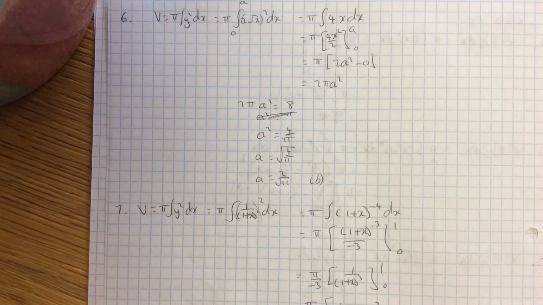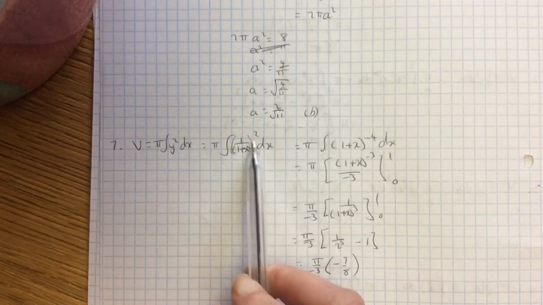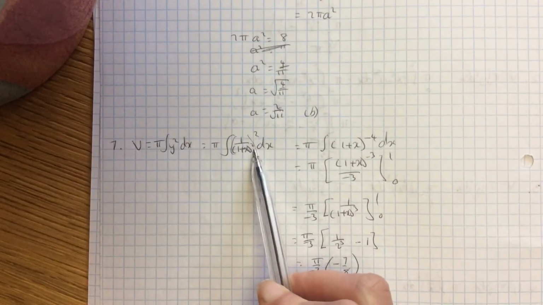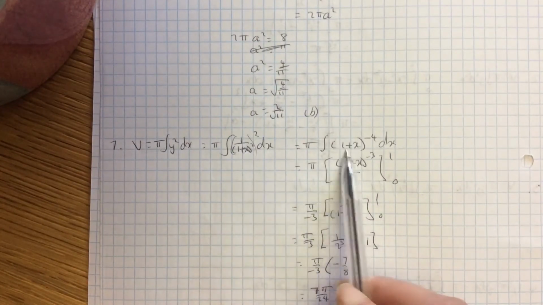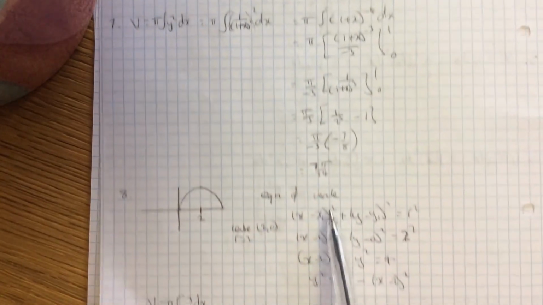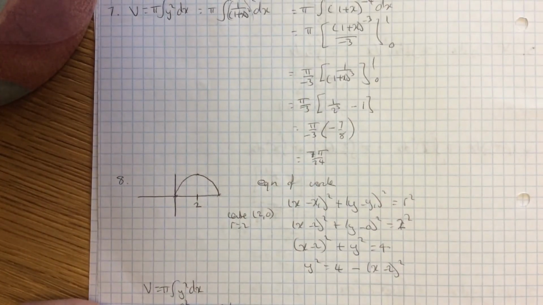Question 7. So you've got the volume of this shape here. So square the top, square the bottom, that becomes the power of 4. Just bring that up as a minus 4 and just as normal. Number 8, we've got going on here, seems quite a long one.